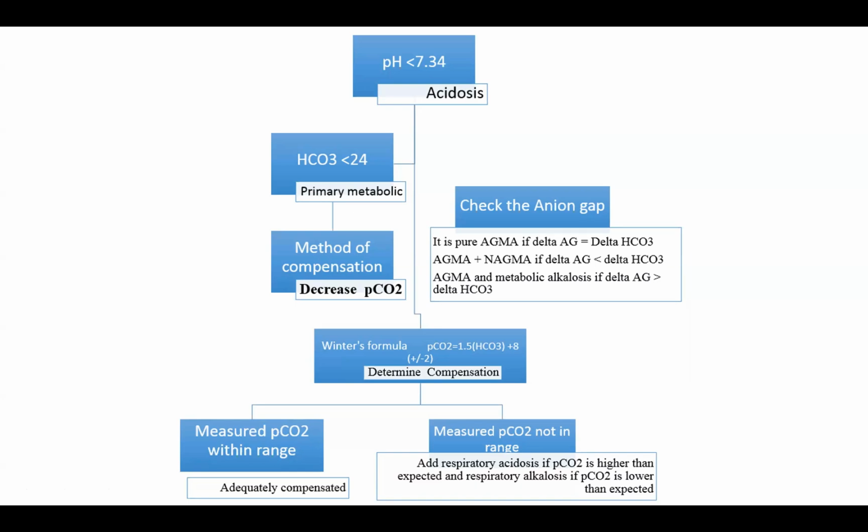In other words, if the bicarbonate drops by 10, you expect the PCO2 to drop from 40 to 30. Instead, if the PCO2 is 20, that means there is additional respiratory alkalosis. And if, instead of dropping from 40 to 30, it goes to 38, that means there is an additional respiratory acidosis.